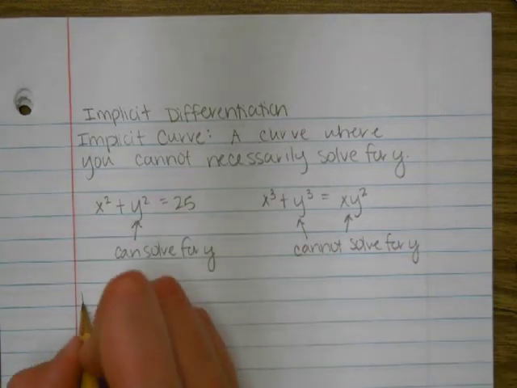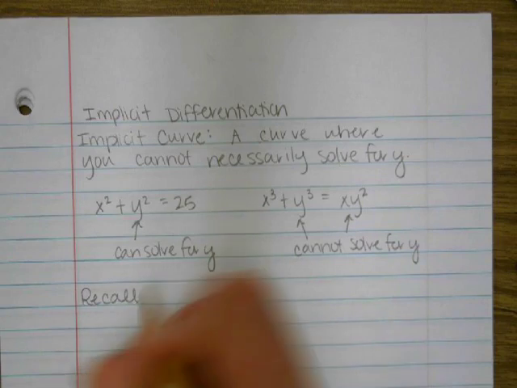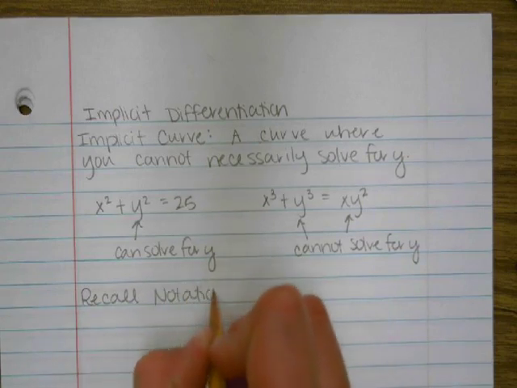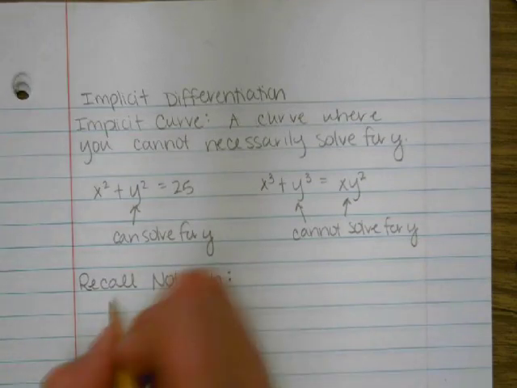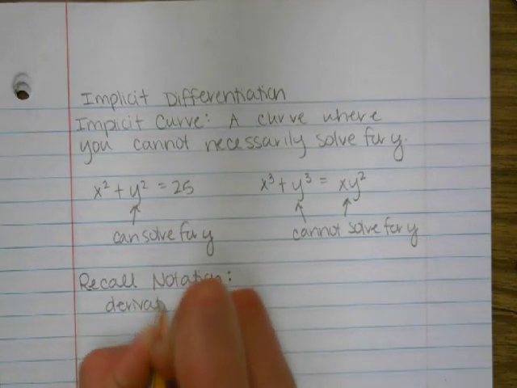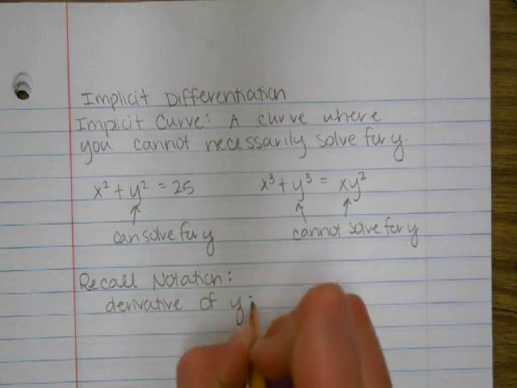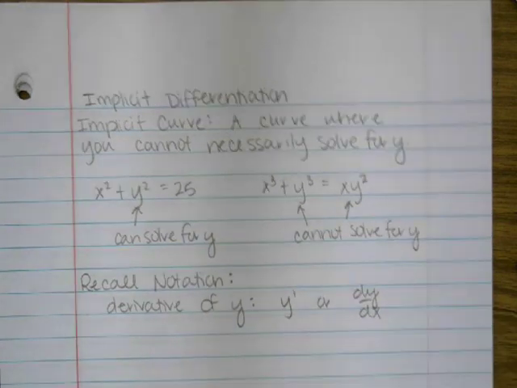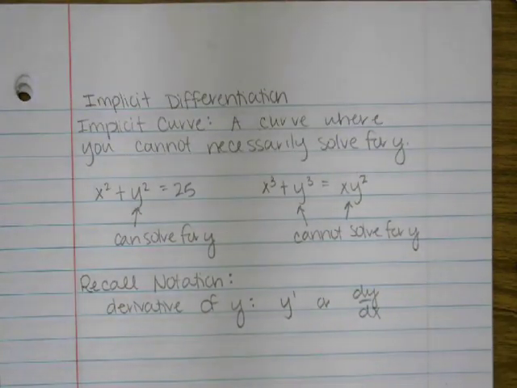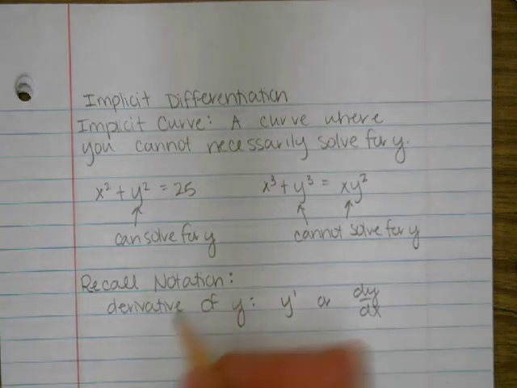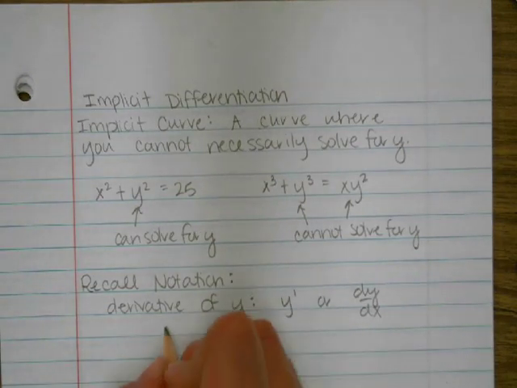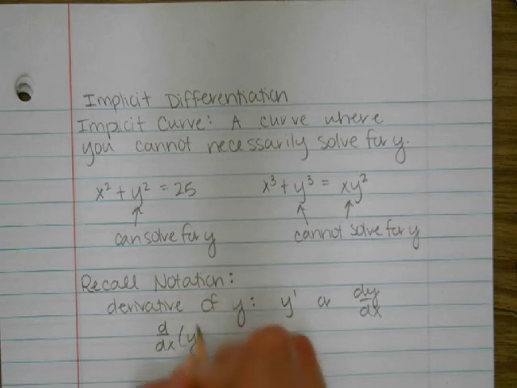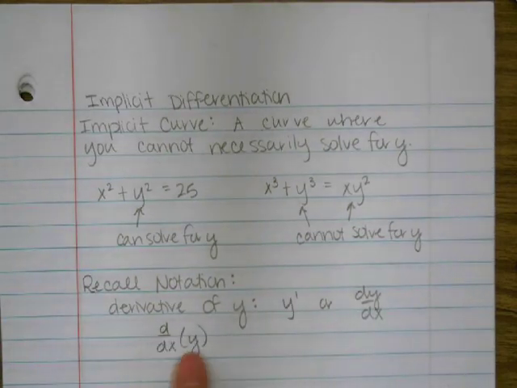One thing, we want to recall some notation. If I wanted to find the derivative of y, I would say that is y prime or dy dx. Those are two different types of notation that mean the same thing. And if I wanted to write the derivative of y, I could say d dx of y. That's kind of like saying take the derivative d dx of y, right? And then once you do take the derivative of y, these are the things that you get.